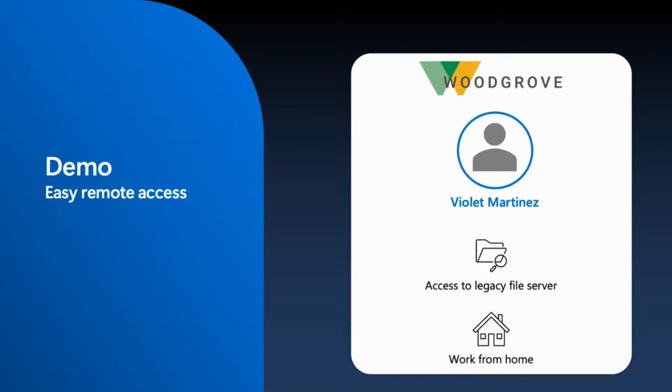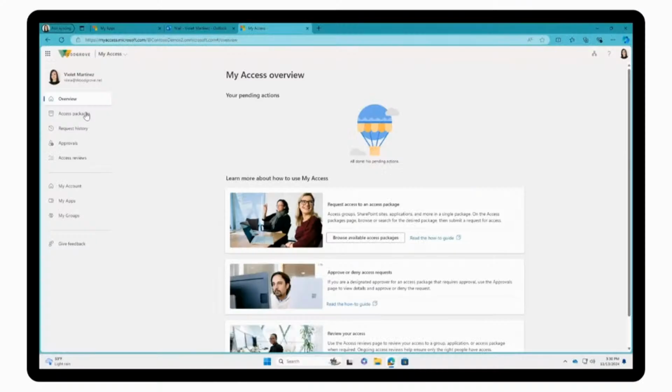In this demo, we're following Violet Martinez, an employee at Woodgrove who has recently moved to a new role in finance. She's already set up her access to the apps and resources needed for her new role. Violet is ramping up on her first project. One of her tasks is to prepare a summary of insights from the 20-year-old audit archives that are stored on a legacy file share. Previously, access to this file would require her to be in the office and would likely take a while to even get authorized.